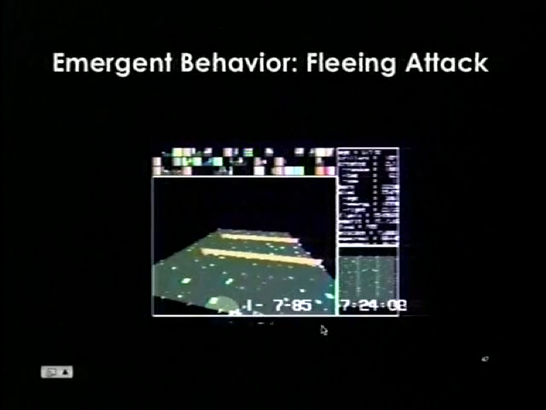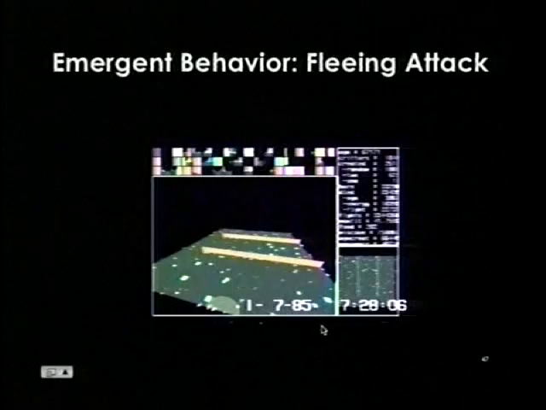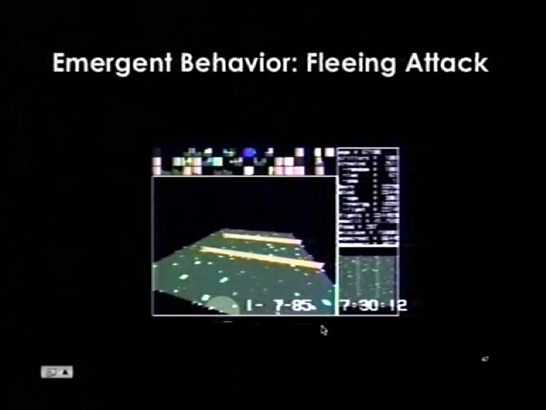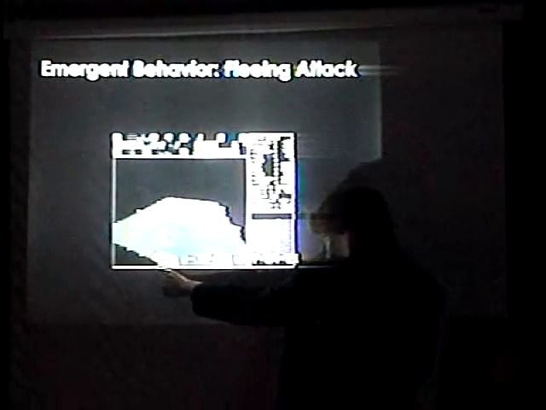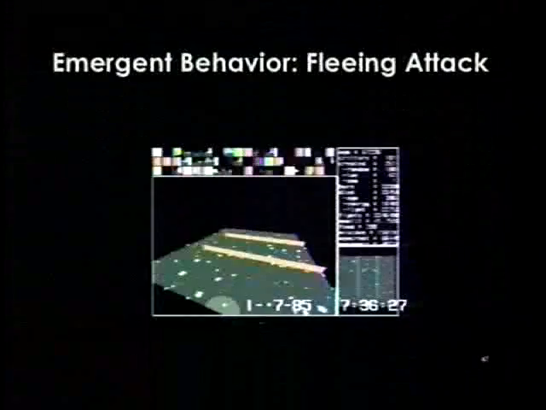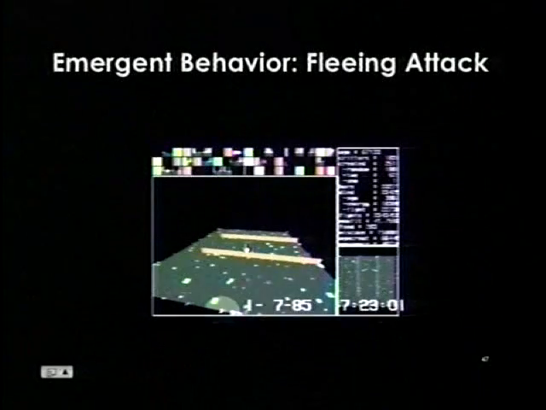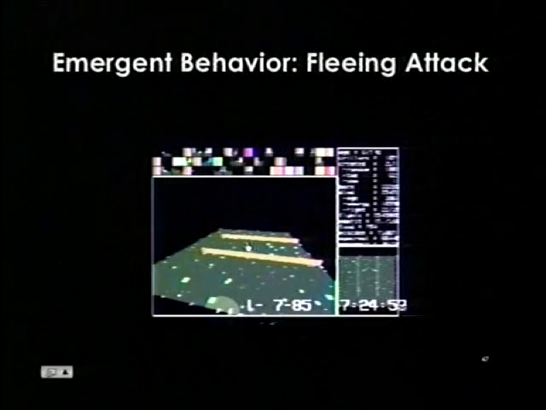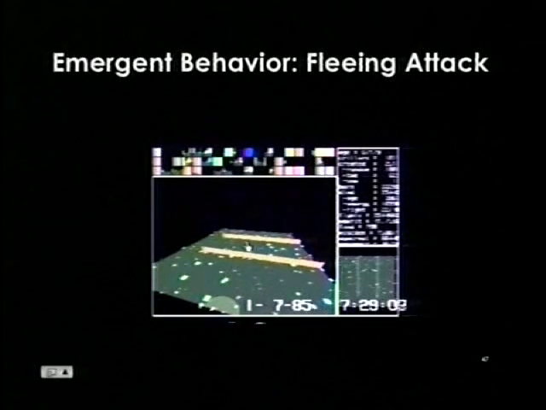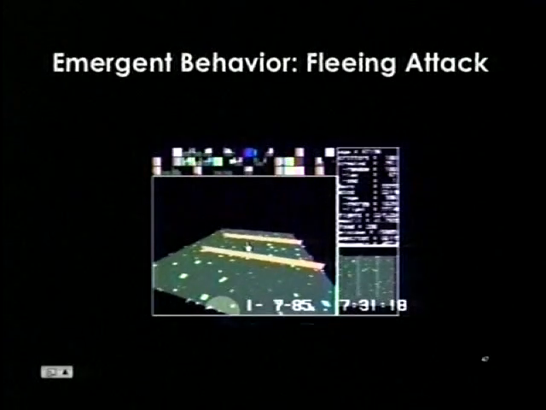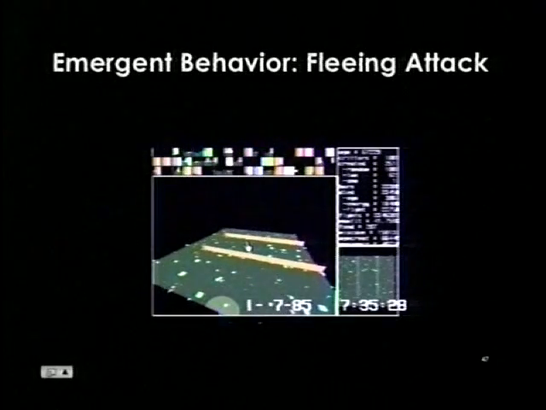Fleeing attack. So here we go. This isn't quite as good, but anyway, we'll see a red critter come down this way, and the one will turn around and run away from it. So that was the red one there, and that was the one that was running away. Here, I can show that to you again. Yeah, the red one comes down here. This one sees it, and it immediately turns and runs away. So flee from red things. Okay.